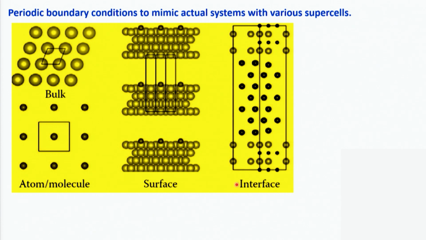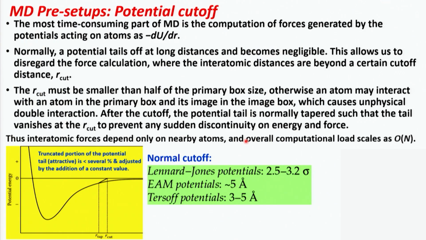Similarly for the case of an interface, let's say we can take two different materials, one box with one material and another box with another material, and we can do this. So these are the different representations of PBC, the periodic box, for bulk, surface and interface. Now we have got the problem sorted out by using periodic boundary conditions to treat mostly bulk and surface systems.